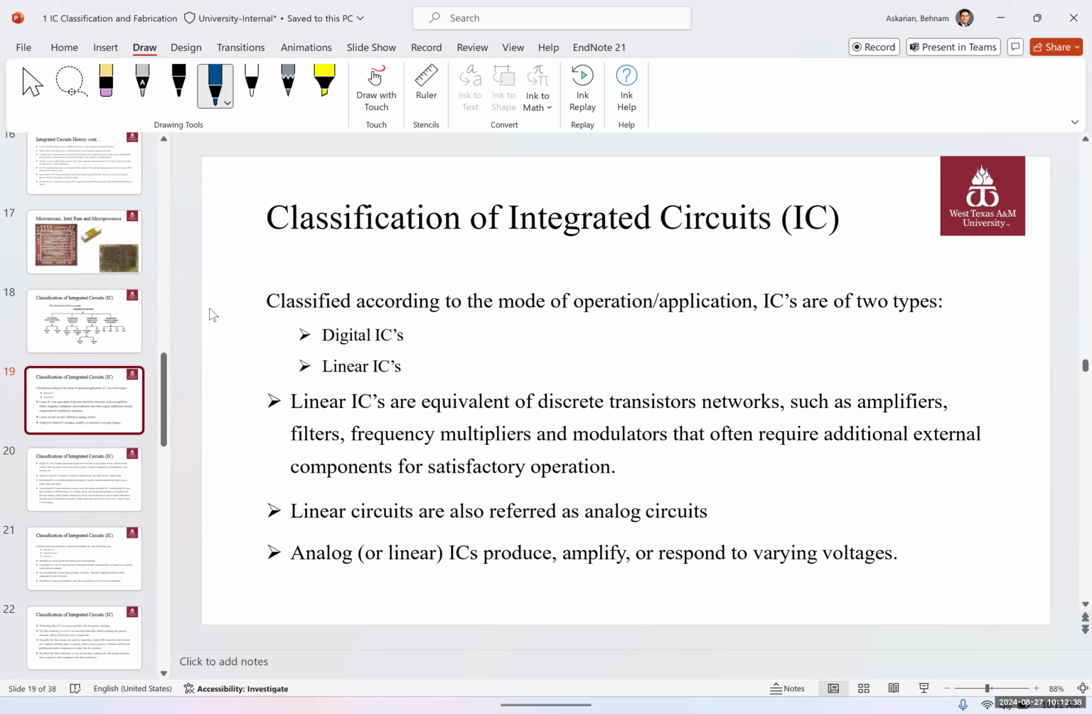Classification of integrated circuits according to mode of operation or application. ICs are of two types: digital ICs and linear ICs. Linear ICs are equivalent of discrete transistor networks such as amplifiers, filters, frequency multipliers, and modulators that often require additional external components for satisfactory operation. Linear circuits are also referred to as analog circuits. Analog or linear ICs produce, amplify, or respond to varying voltages.